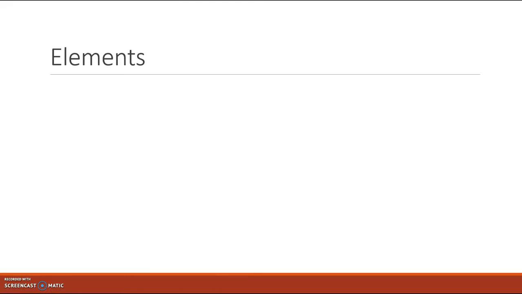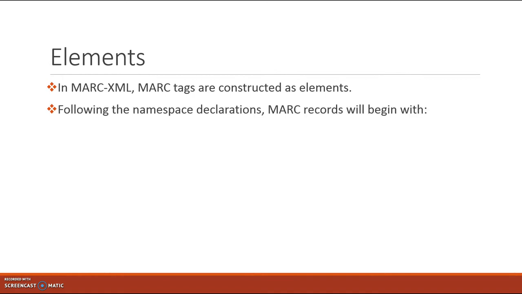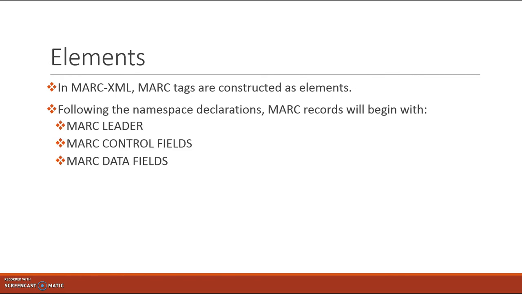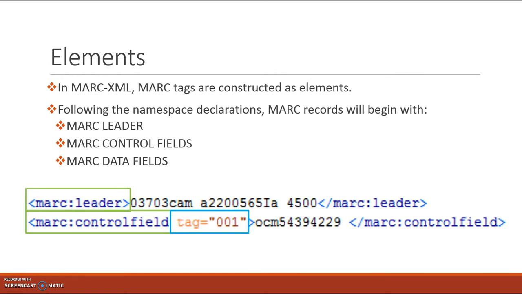Following the declaration and schema information are the elements. In MARC XML, MARC tags are constructed as elements. MARC record elements include the following: MARC leader, and then the MARC control field, and then MARC data fields. In the green boxes down here, we can see that we have our elements. In this second element, the control field, we also have an attribute.